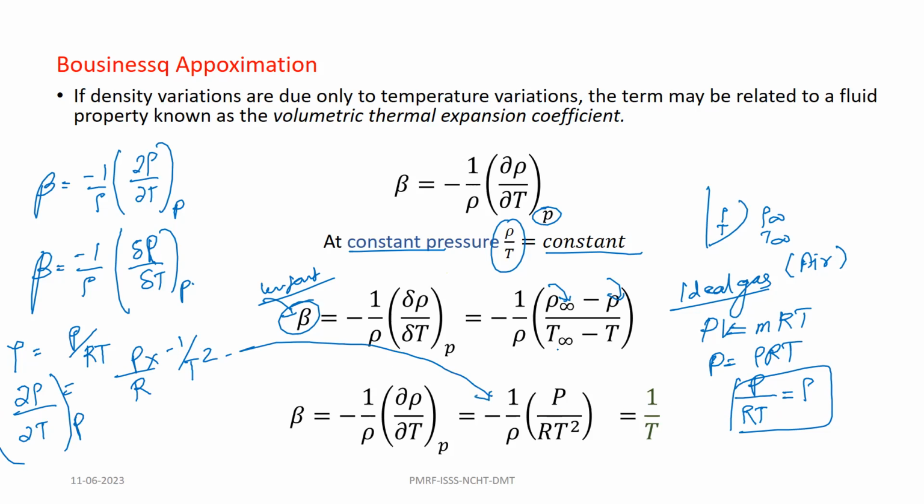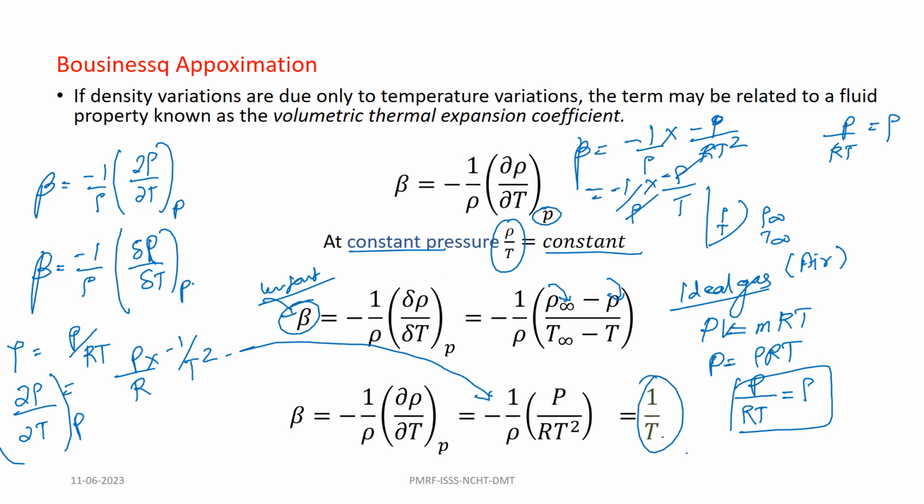So when we substitute, beta equals minus 1 by rho into minus P by R T square. But what is P by RT? P by RT is again rho. So we can also write minus 1 by rho into minus rho by T. That simply reduces to 1 by T, where T is in Kelvin.